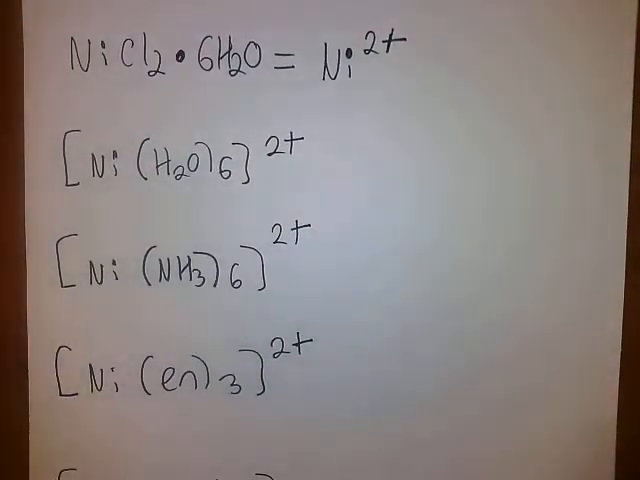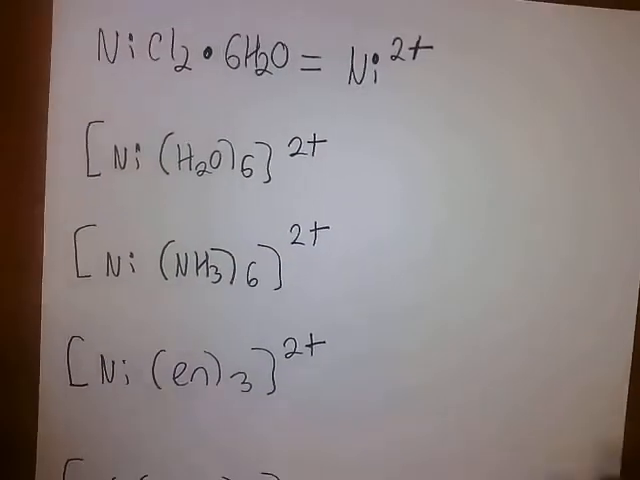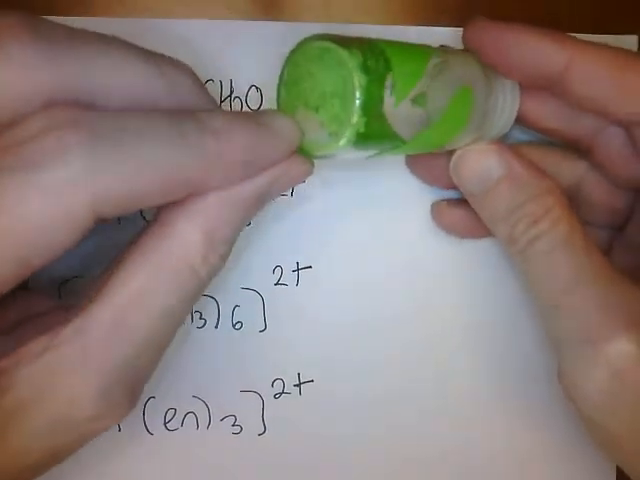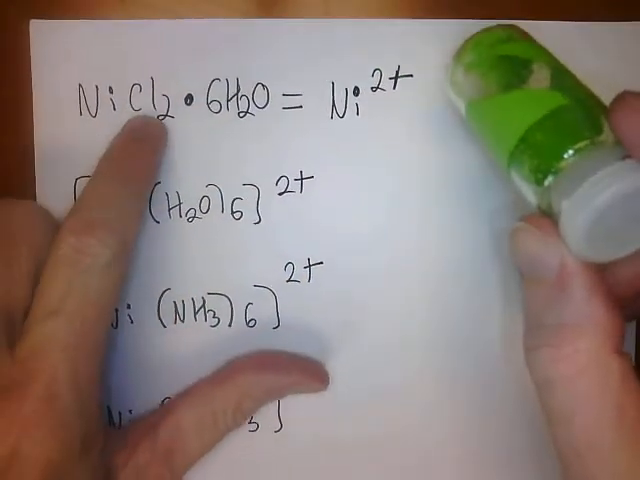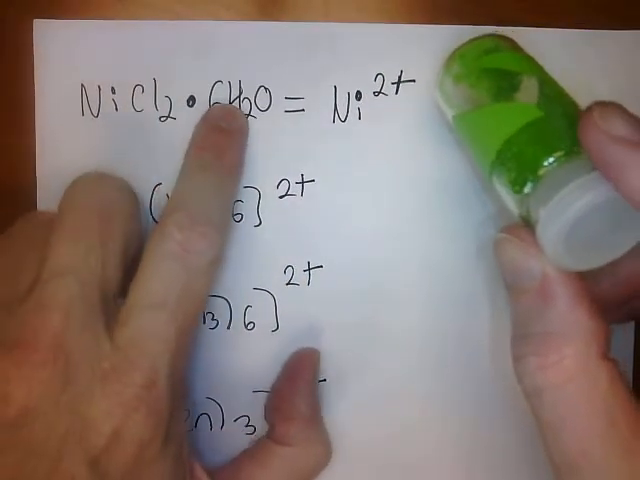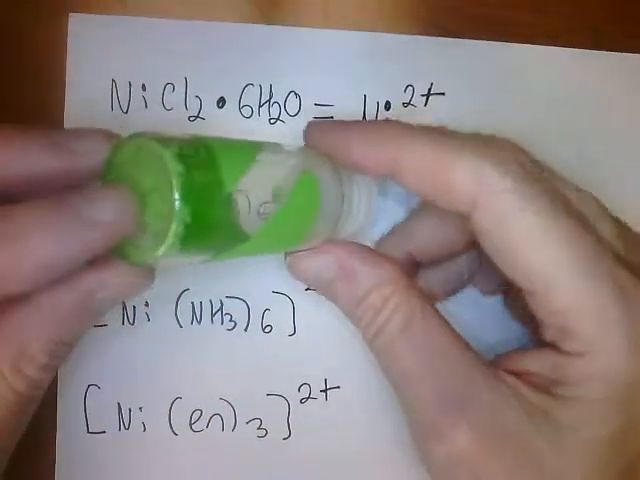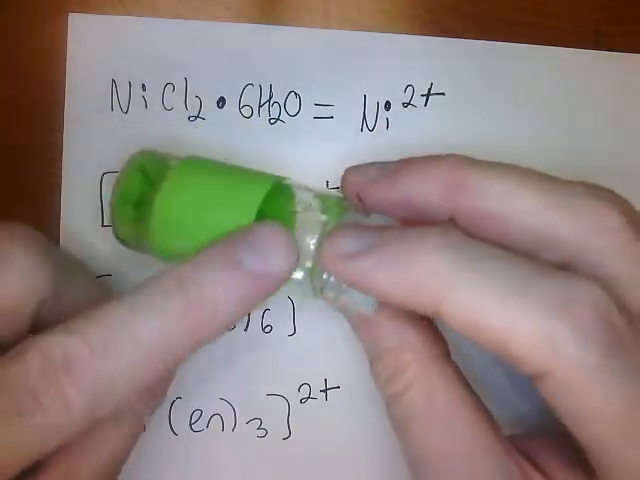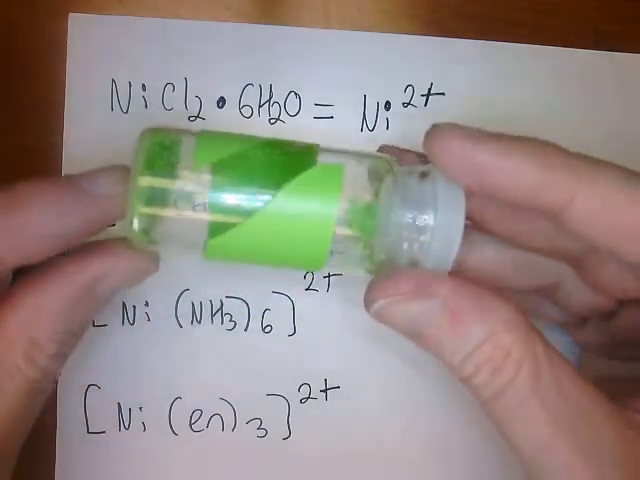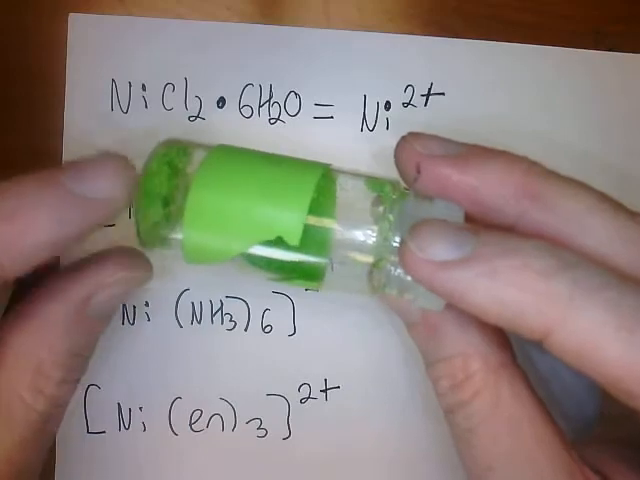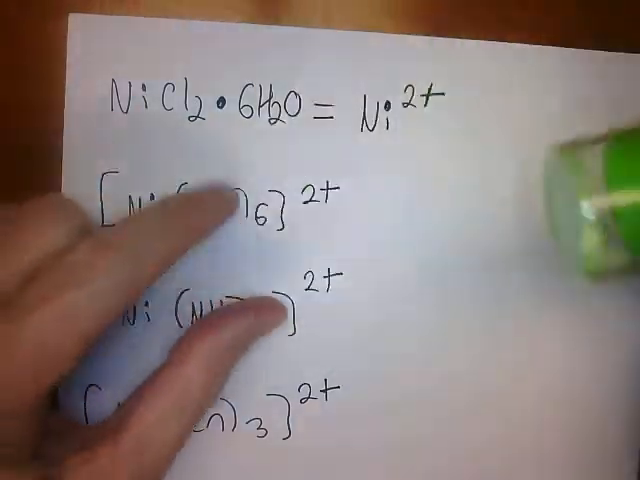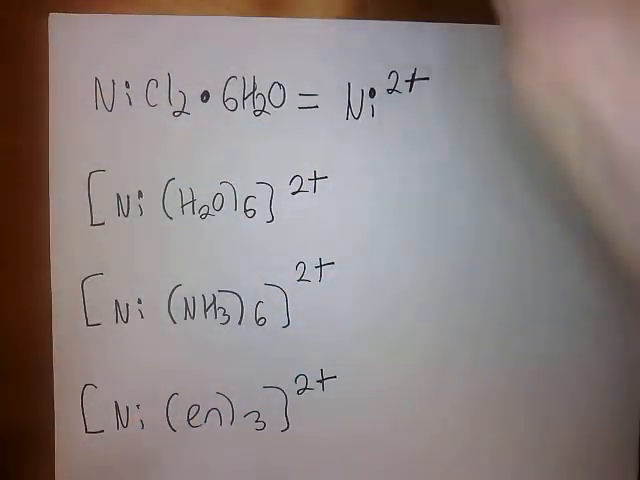So next we'll go in and we'll take a look at nickel. Our source of nickel ion is nickel chloride hexahydrate. That's our source of nickel ion. So we have this greenish solid, and the green color is coming from the solid. Nickel chloride hexahydrate, that's our source of nickel 2.